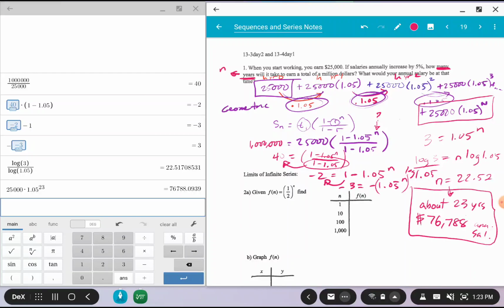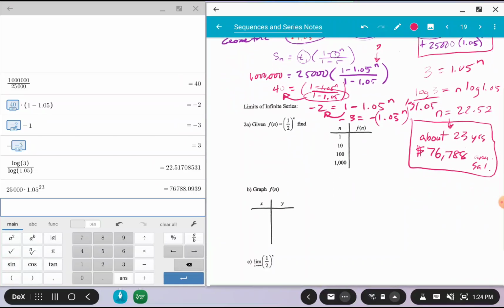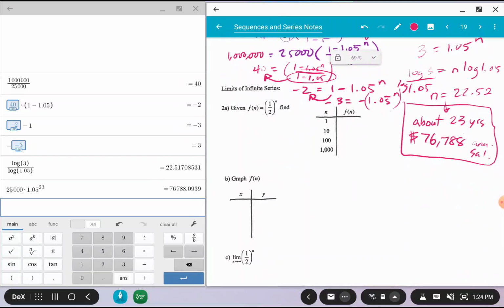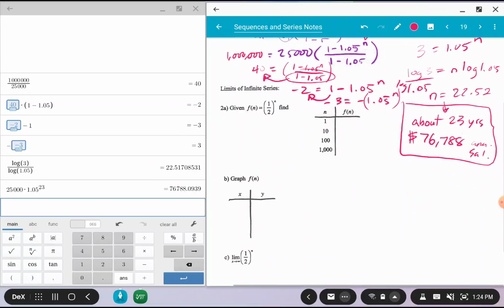Sorry, I'm running a little short on space here, so I'm actually going to erase. Maybe I don't have to erase. Let's see what happens. If I end up finding that I do need more space, I will erase this answer. So feel free to rewind the video if you need to.